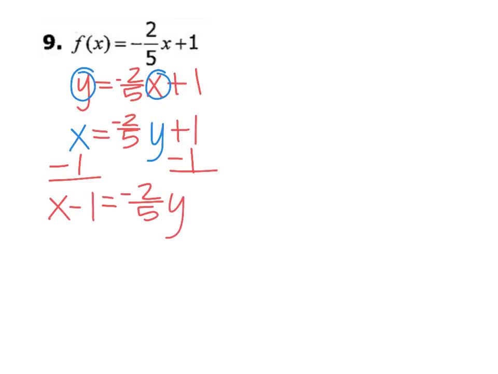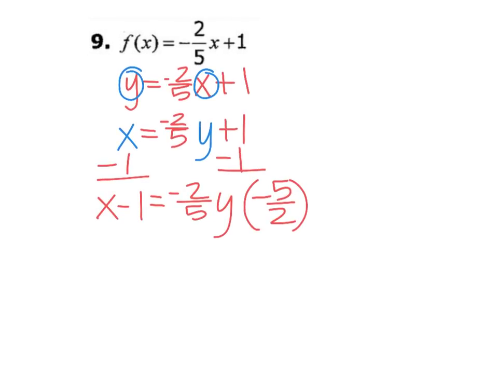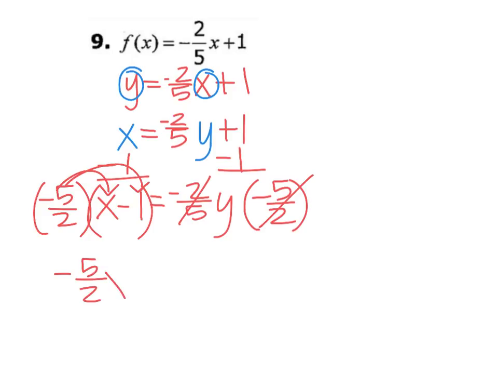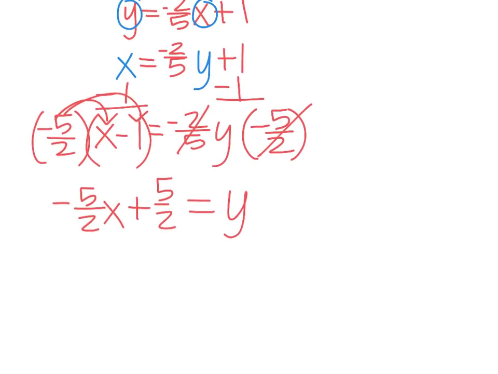Then to get y by itself, we want to multiply both sides by negative 5/2, because then that will cancel it out. All right, so these cancel out. Now y is by itself, but we have to remember to distribute to both terms on the left side. So we get negative 5 halves x plus 5 halves equals y. Now we can rewrite this as y equals negative 5 halves x plus 5 halves.